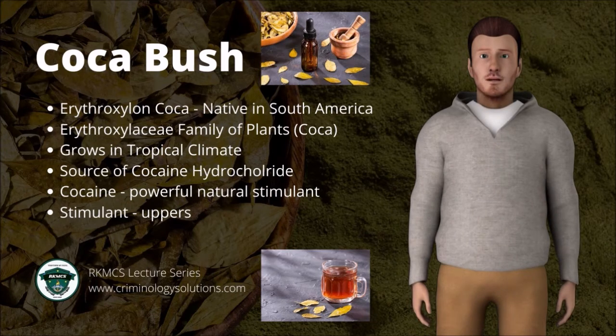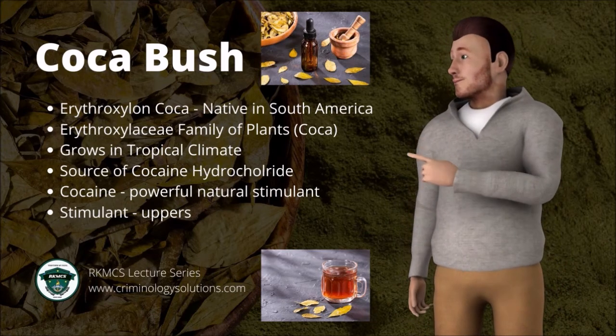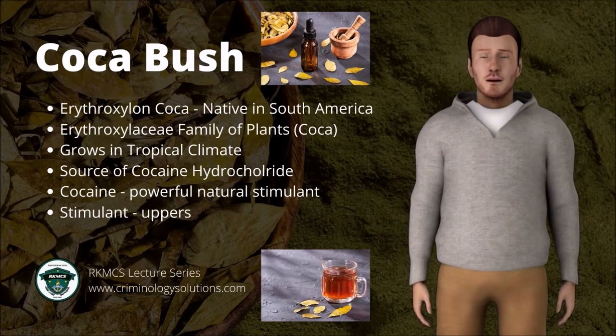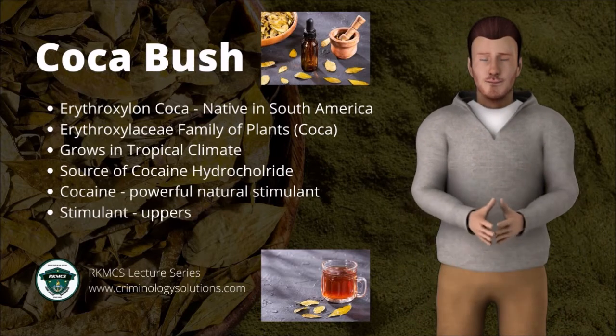The dangerous drug that can be produced from this plant is the drug cocaine. The most powerful natural stimulant known so far. Chemically, cocaine is cocaine hydrochloride, a stimulant drug.